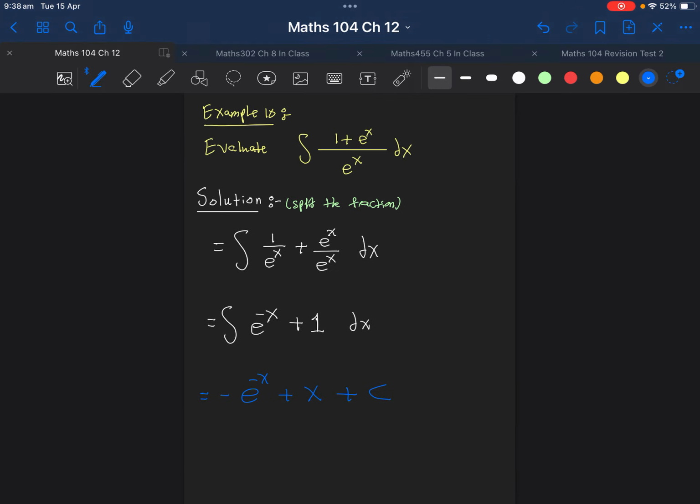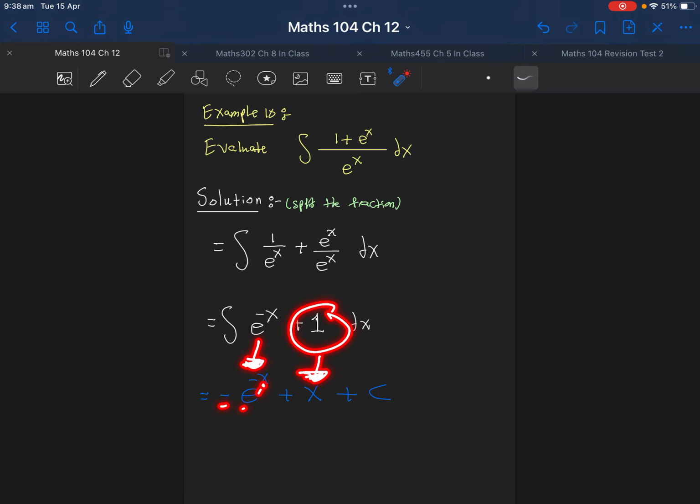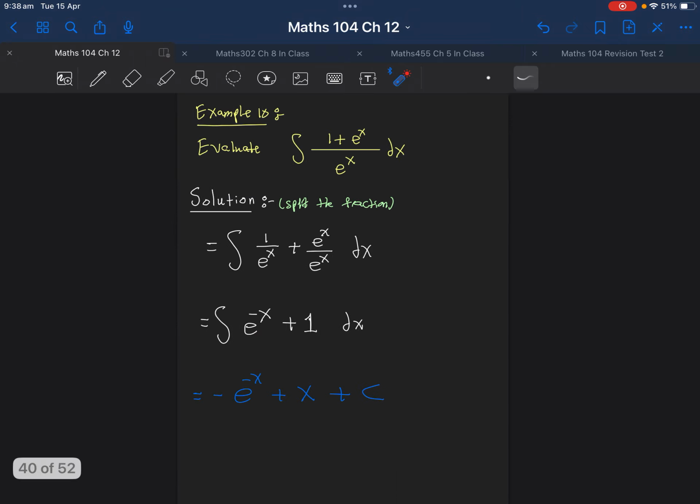And that's the answer. So in this equation, what I did, I split the fraction. So each one will take e^x. And then 1 over e^x, it is just e^(-x). e^x over e^x just gives you 1. Now, the integral of e^(-x) is negative e^(-x). Integral of 1, you just get x back.